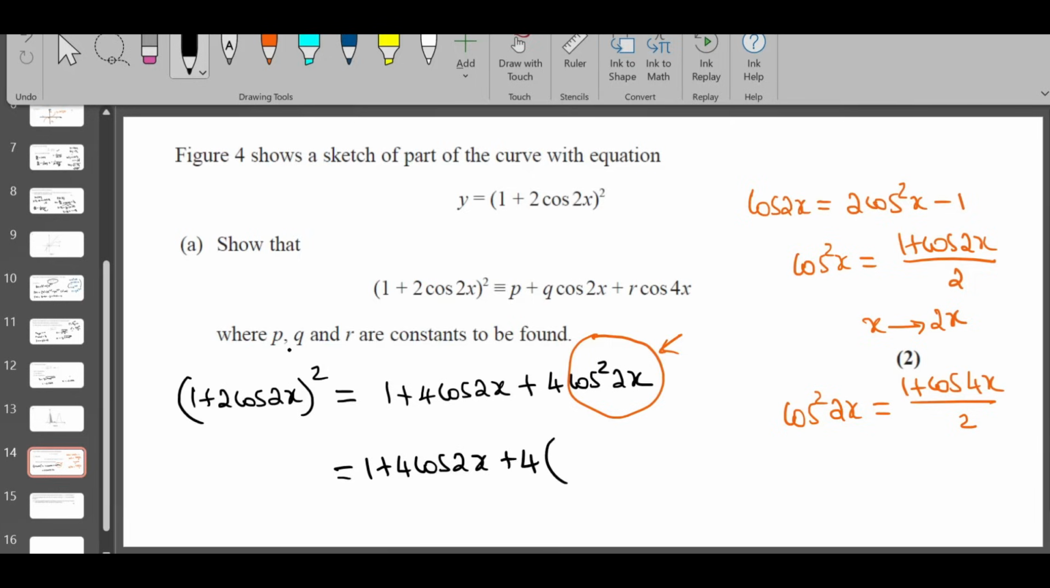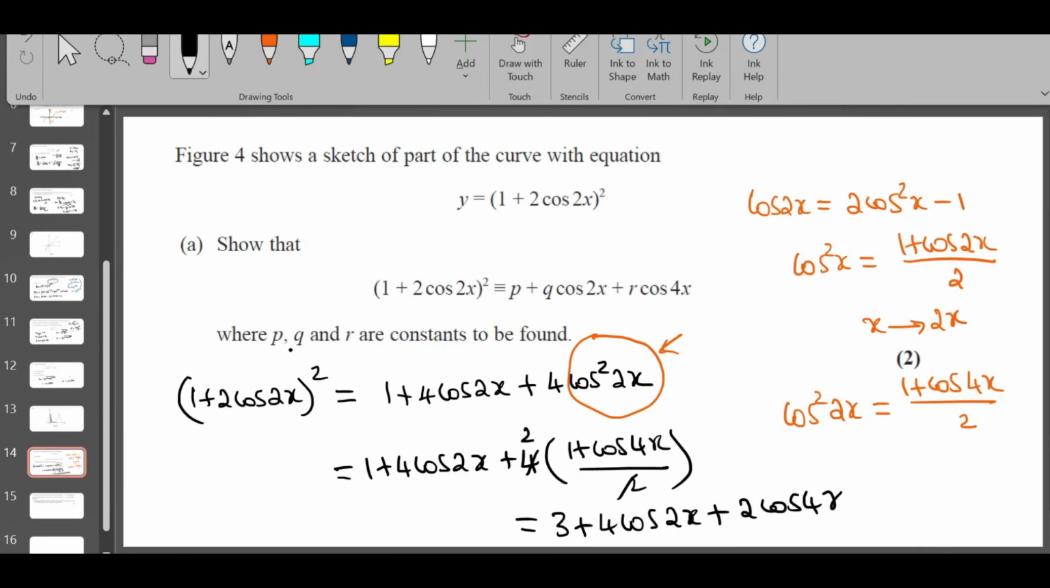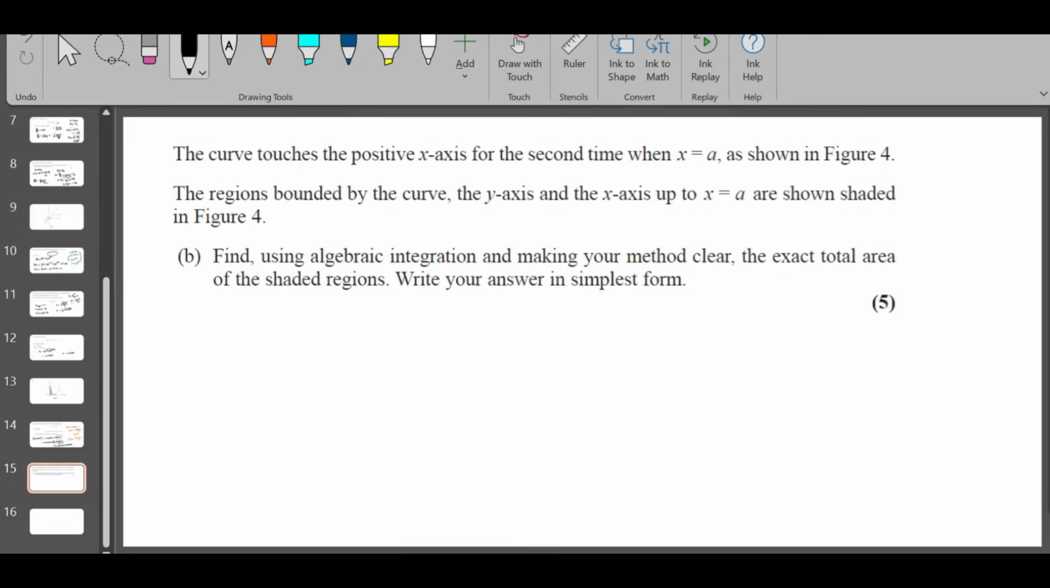4 times 1 plus cos 4x over 2. Cancel this, you will get 2. Open the bracket and simplify. You will get 2 plus 1 is 3, plus 4 cos 2x plus 2 cos 4x. That's all. Part B. The curve touches the positive x-axis for the second time when x is equal to a.